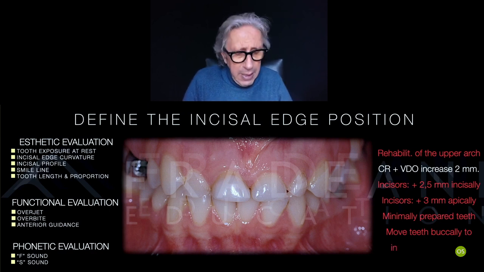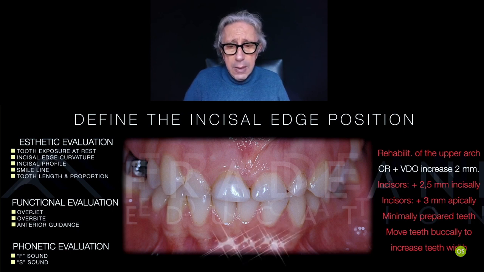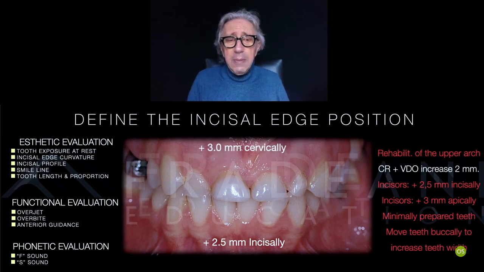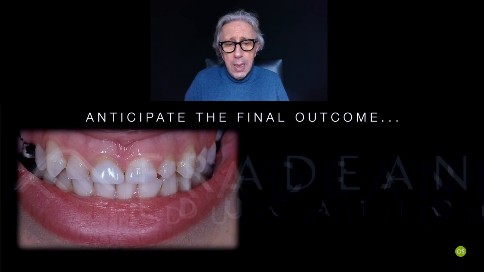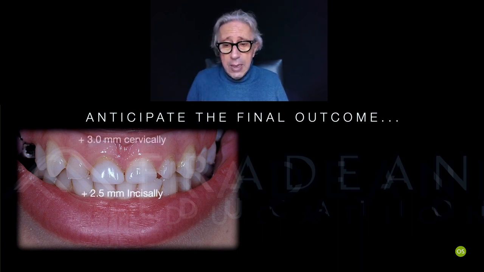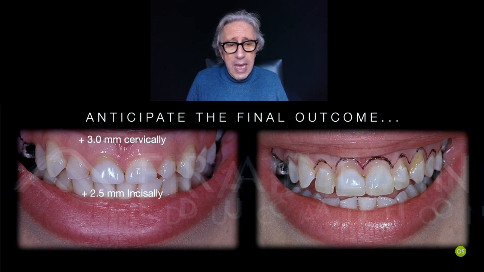We have to enlarge the arch, automatically gaining some space for your restoration. So prepare less because you have to go more frontally. We want more visibility of the entire arch, so move the teeth back to increase the teeth width. And that is what we obtained in this case. At this point, we have increased 2.5 millimeters incisally and 3 millimeters cervically. That was our decision, and we see what happened next. So we have to anticipate the final outcome to obtain this kind of result: 2.5 incisally, 3 millimeters cervically, which I designed for the surgeon.